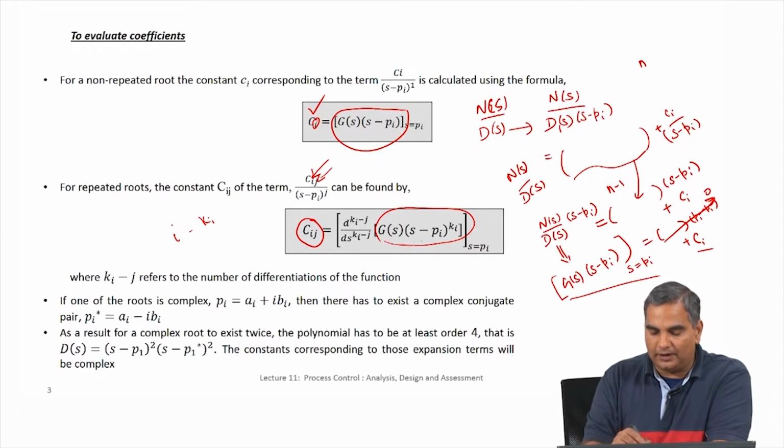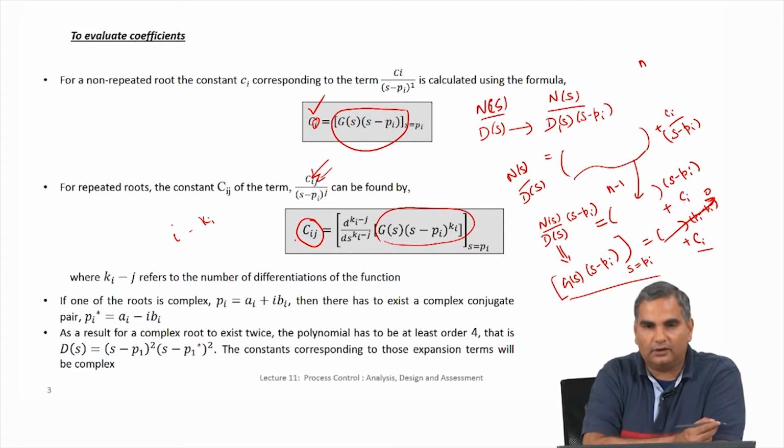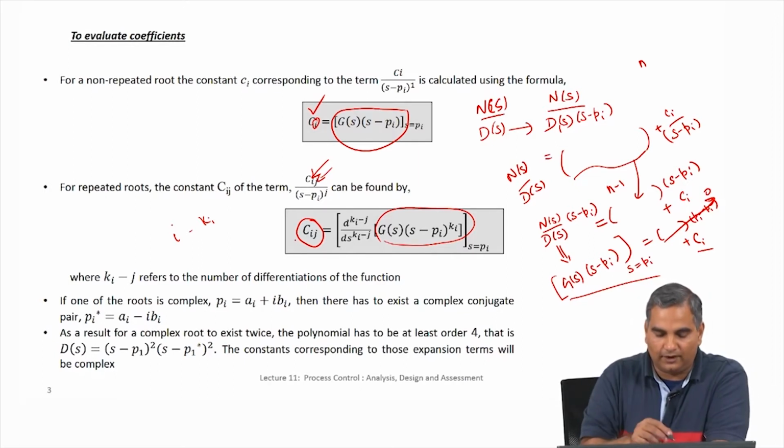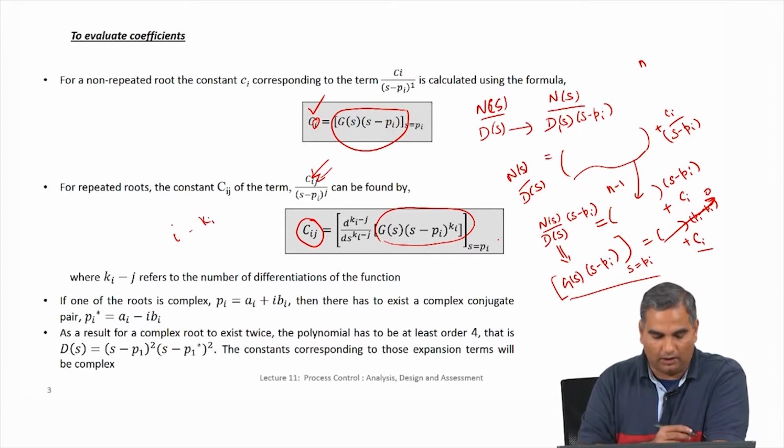For repeated roots we have (s minus p_i) to the power k_i times G(s), and then you evaluate this whole thing at s equal to p_i, that will give you the constant C_ij. So, this way for every i you can compute all the j's.